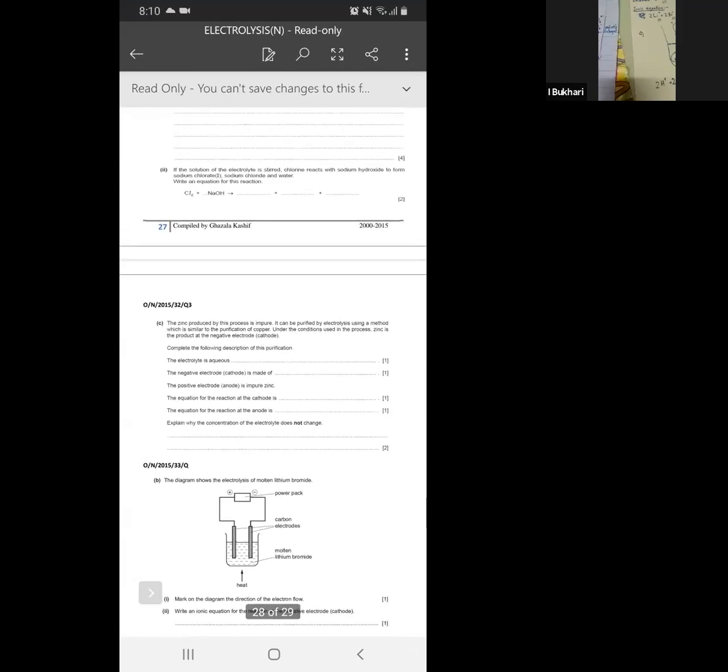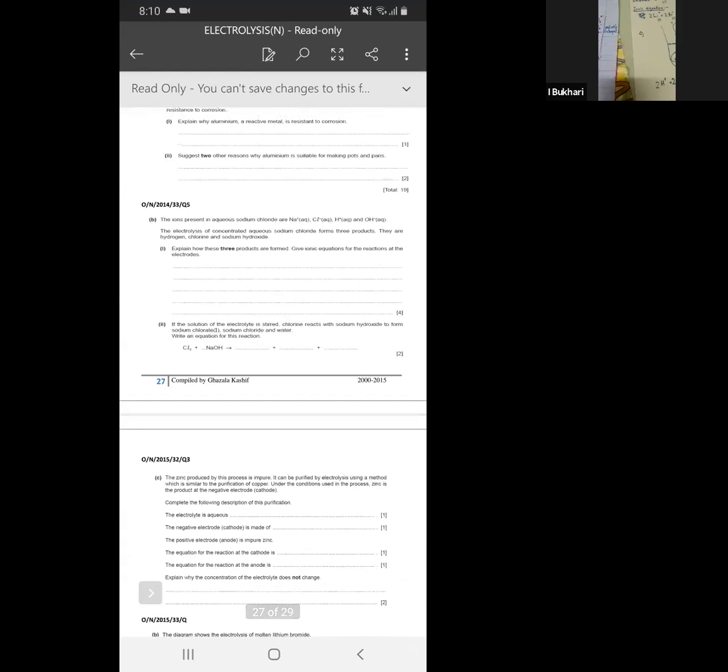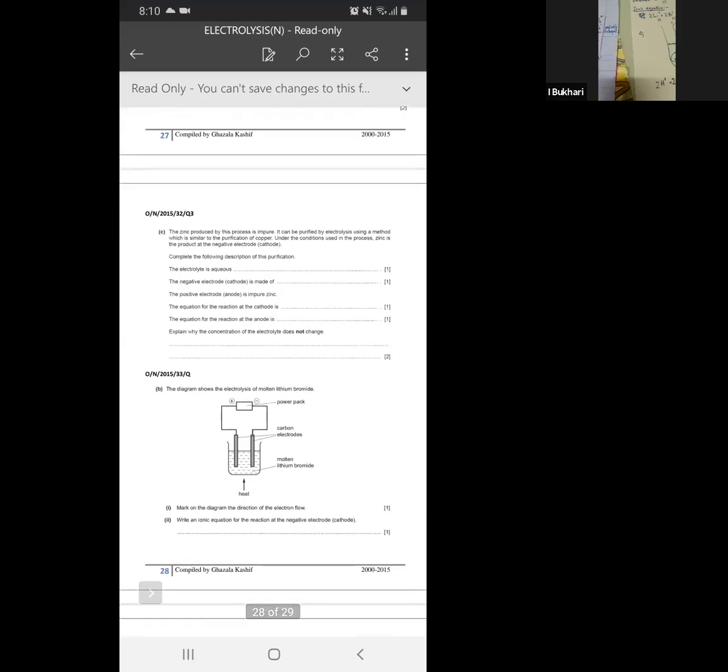Then this question. The ions present in aqueous sodium chloride are... No, this is a different question. This one, part C. By the way, this was a big, long question, and they just took out a part of it because only this part dealt with the electrolysis part. The rest of it was about the extraction of zinc from its ore, which involved reduction by carbon and all of that. So only this was related to electrolysis.